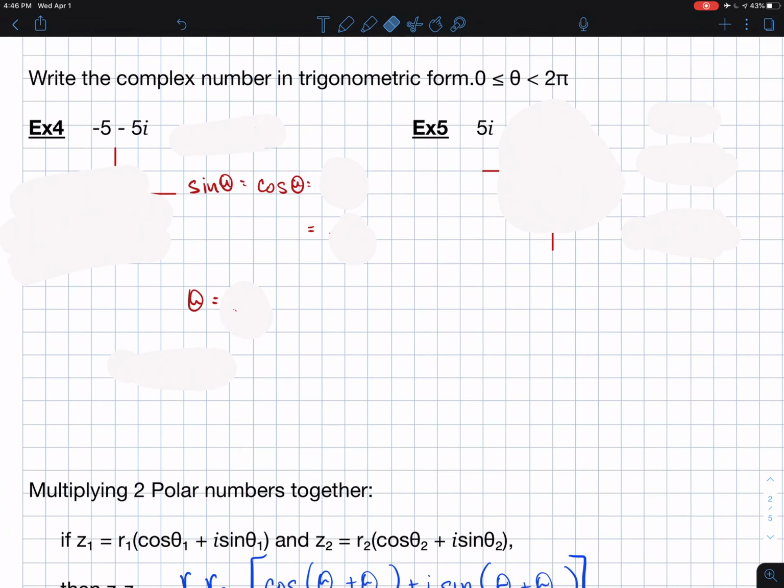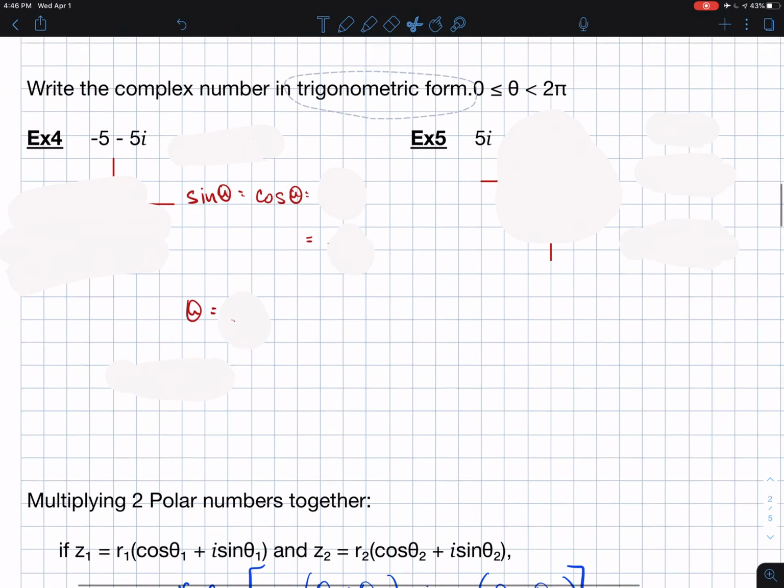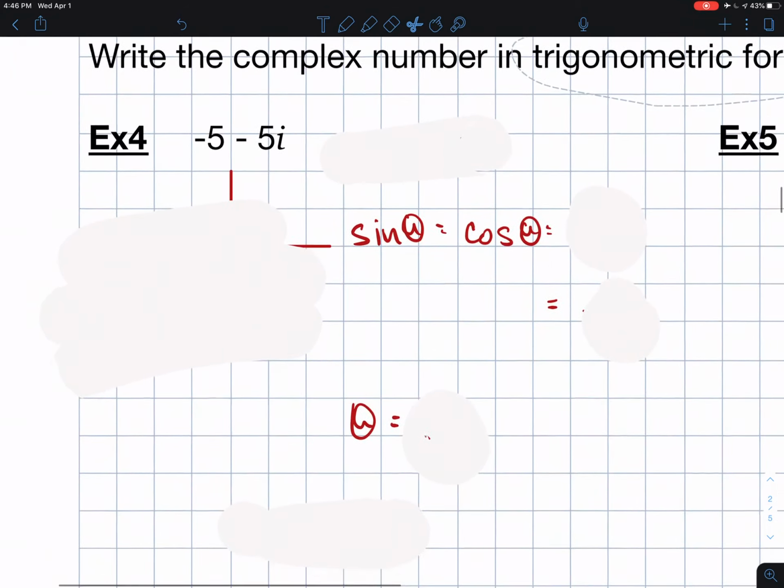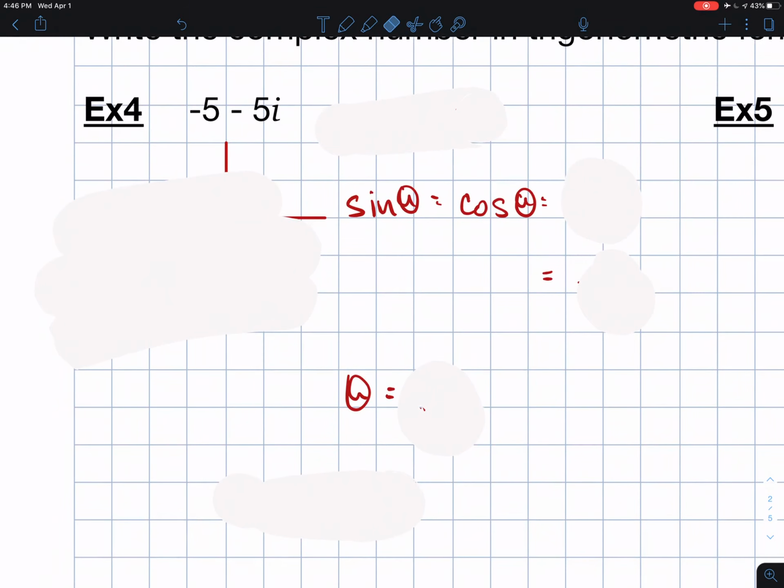Look at number 4. So once again, ask yourself, what do you have? What do you want? You have legs. What do you want? Trigonometric form. That's the same thing as polar form. Same thing as r's and thetas. Anytime you have legs, you want to draw a picture. So let's go draw the picture first.